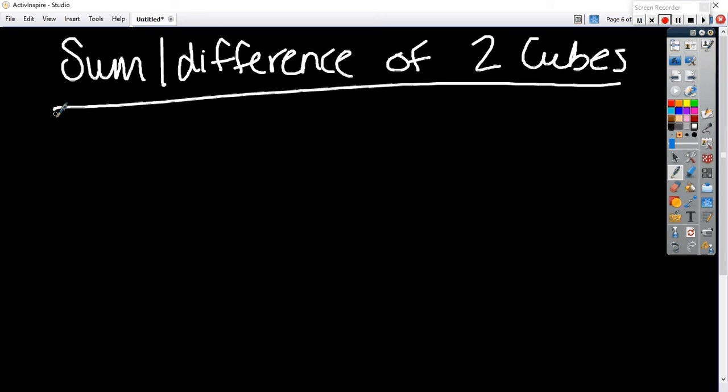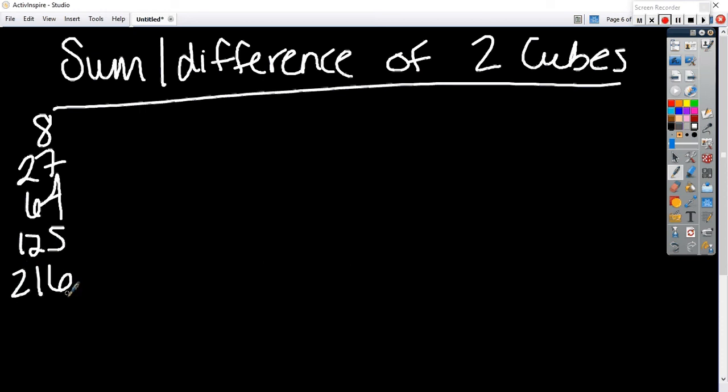All right, let me show you a list here. There's a lot less. 2 to the third is 8. 3 to the third is 27. 4 to the third is 64. 5 to the third is 125. 6 to the third is 216. You need to be able to recognize at least through there, minimum. You know how I gave you the list of perfect squares and said you need to be able to recognize these? Perfect cubes, you need to be able to recognize at least that many, okay?